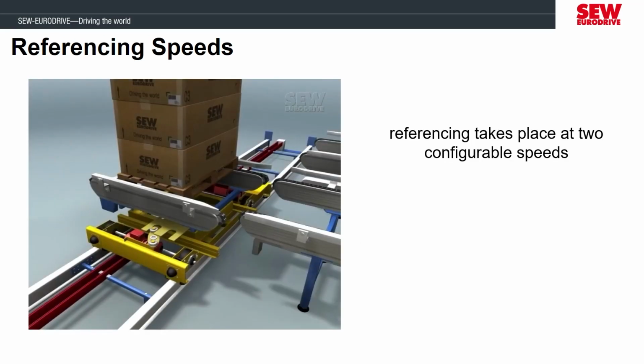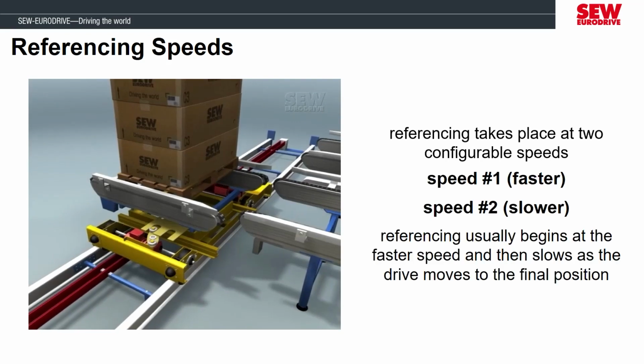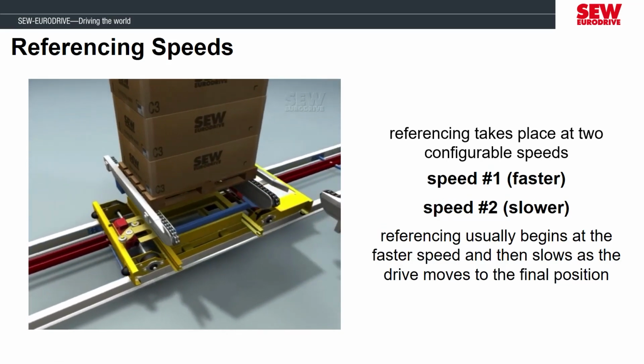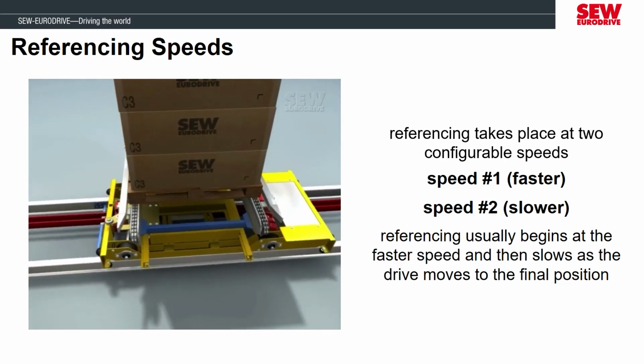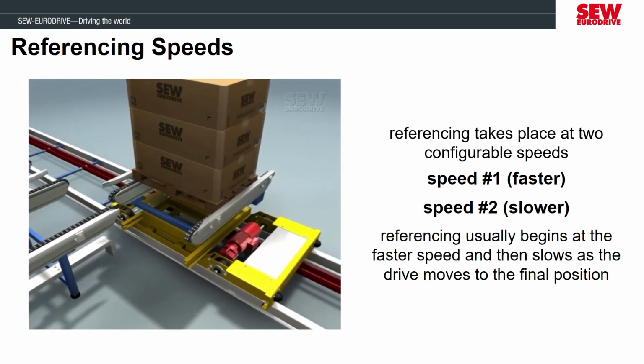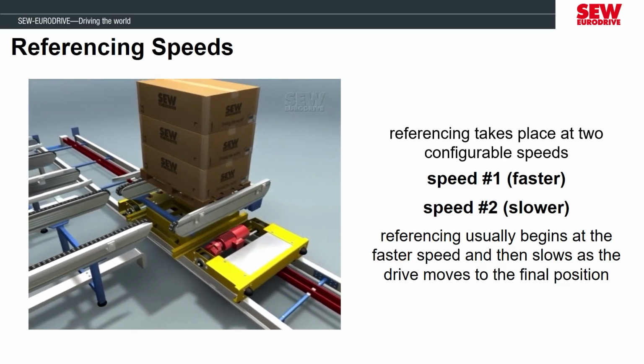Another point of referencing is the speed that the equipment travels at when it's performing a referencing routine. There will be two motor speeds that are possible. The fast speed number 1 has a default setting of 200 RPM, and the slower speed number 2 has a default setting of 50 RPM.